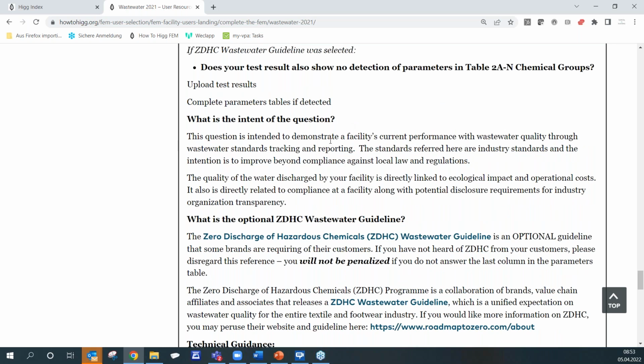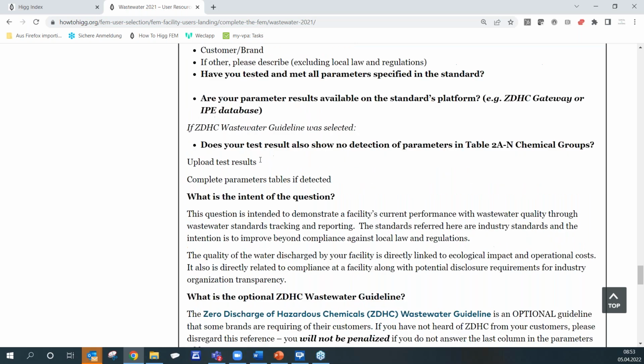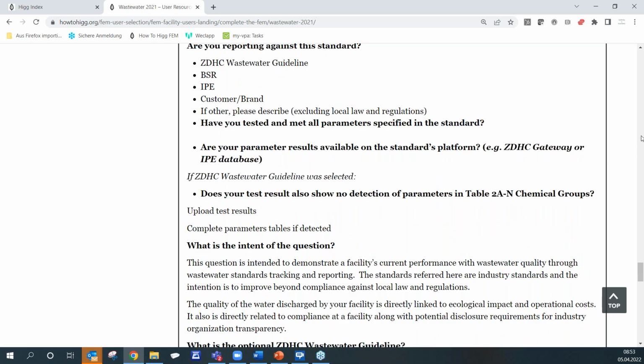This question is intended to demonstrate a facility's current performance with wastewater quality through wastewater standards tracking and reporting. The standards referred here are industry standards, and the intention is to improve beyond compliance against local law and regulations. All right. So that is the meaning here, that it should not be the local regulation. Okay. So let me see.